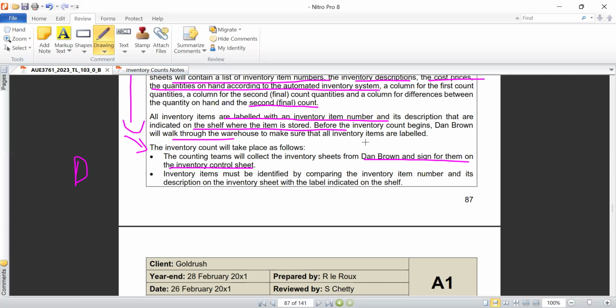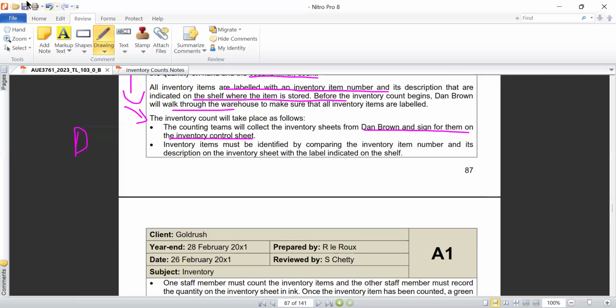That's the personnel that was supposed to be responsible for doing that. Nonetheless, it's not the case. Now, the inventory items must be identified by comparing the inventory item and its description on the inventory sheet with the label indicated on the shelf, right? So we are going to have to do some comparison here, or some matching of what they're telling us here to ascertain whether this is so.